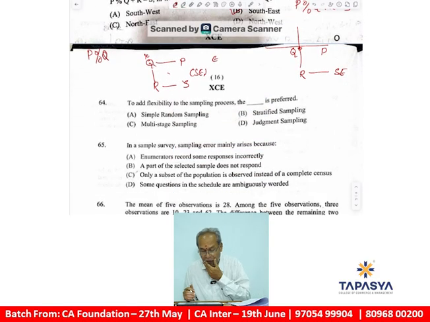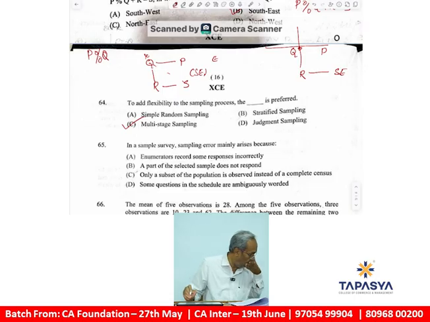Right. To add flexibility to the sampling process, which one is preferred? In simple random, no flexibility is given because the sample size is fixed. In stratified, it's not possible; we are doing grouping in this. It is not a judgmental sampling. The only sampling left is multi-stage sampling. You have flexibility.